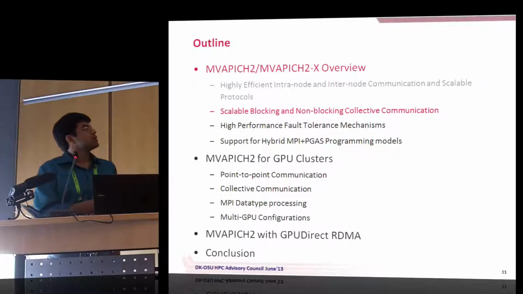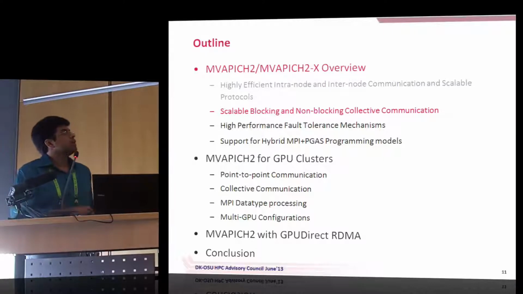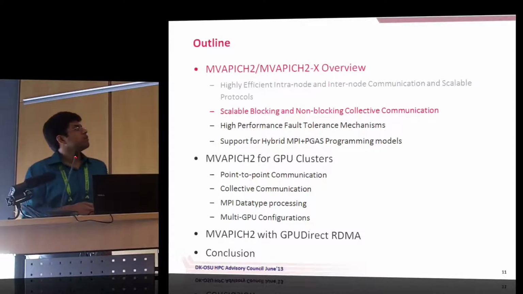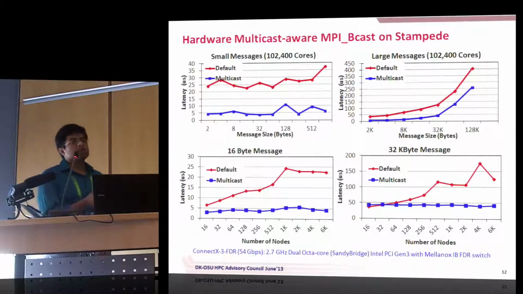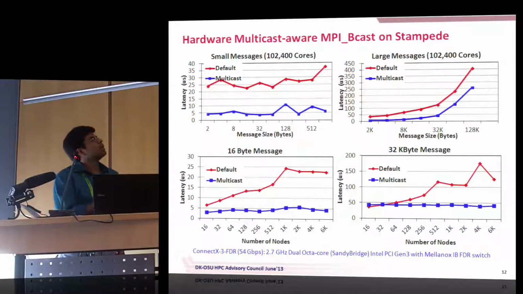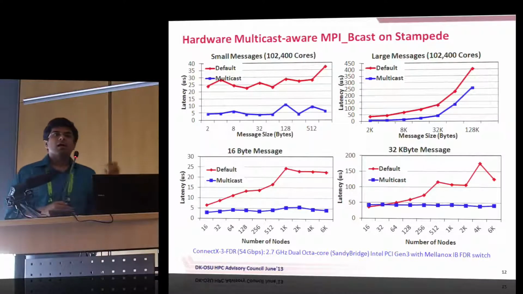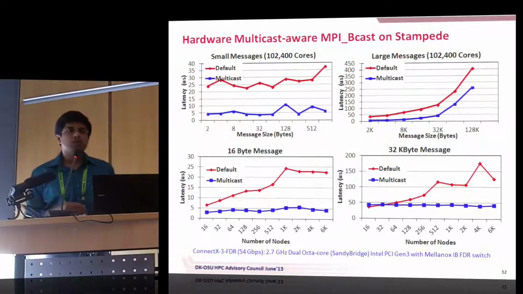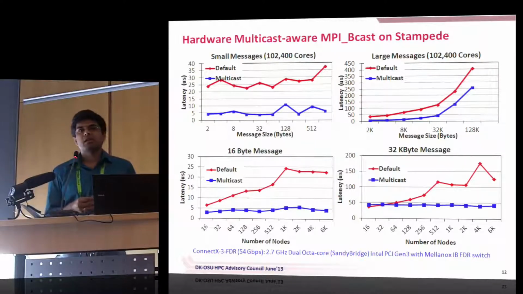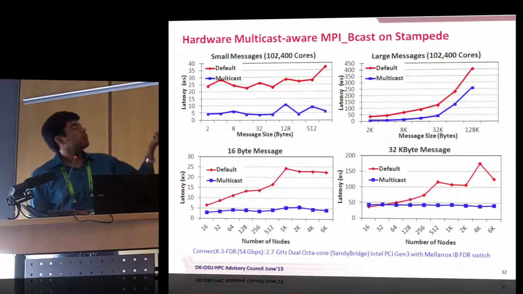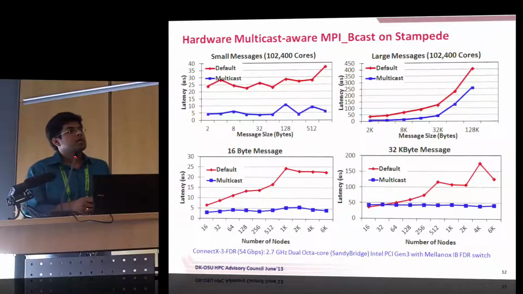Now let's go to some of the newer features that we have introduced, like support for non-blocking collective communication. Recently, Mellanox enabled support for the hardware-based multicast scheme. In our library, we have taken advantage of this hardware-based multicast scheme to implement efficient and scalable broadcast algorithms. Here we see the performance of broadcast on up to 100,000 cores on Stampede.